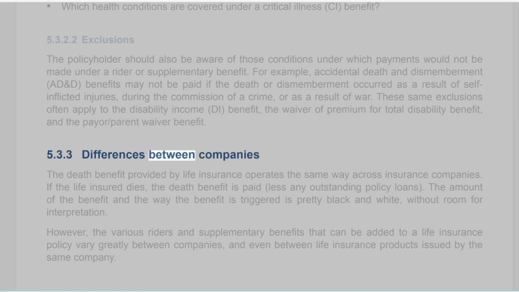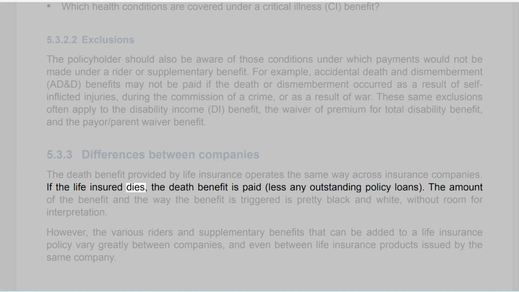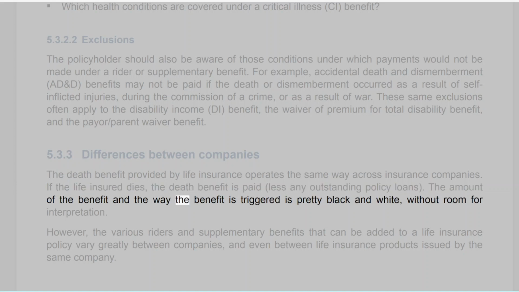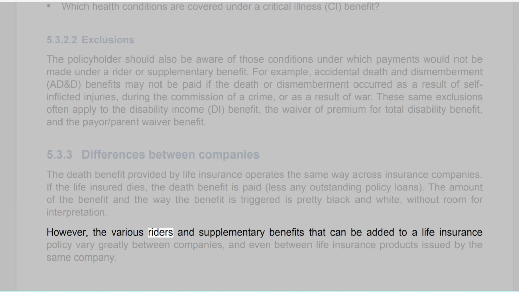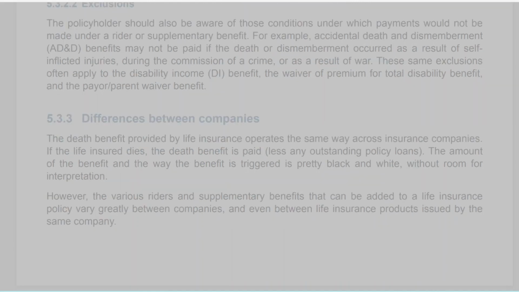5.3.3 Differences between companies. The death benefit provided by life insurance operates the same way across insurance companies. If the life insured dies, the death benefit is paid, less any outstanding policy loans. The amount of the benefit and the way the benefit is triggered is pretty black and white, without room for interpretation. However, the various riders and supplementary benefits that can be added to a life insurance policy vary greatly between companies, and even between life insurance products issued by the same company.